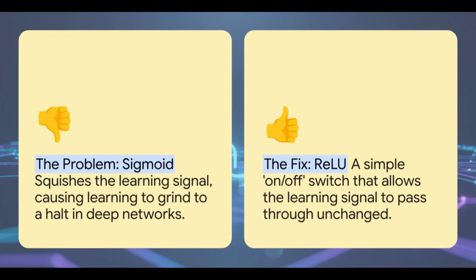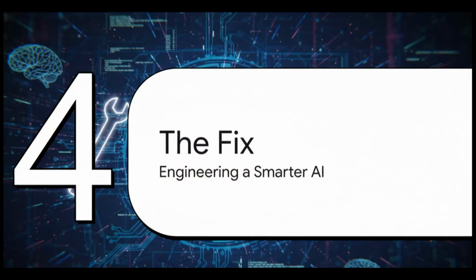The fix? A function called ReLU. It is incredibly simple. If a signal is positive, it lets it pass right through. If it's negative, it just blocks it. And that simplicity is what allows the learning signal to flow freely, solving our mystery. Okay, diagnosis complete. Now it's time to perform the surgery. We're going to go back into our code and engineer a much, much smarter, more resilient network.